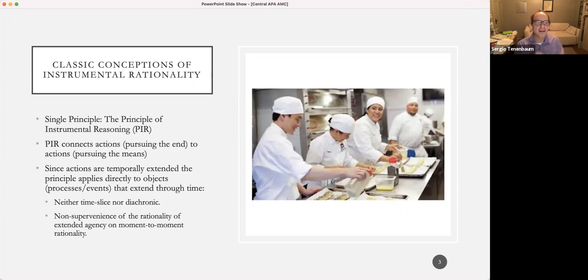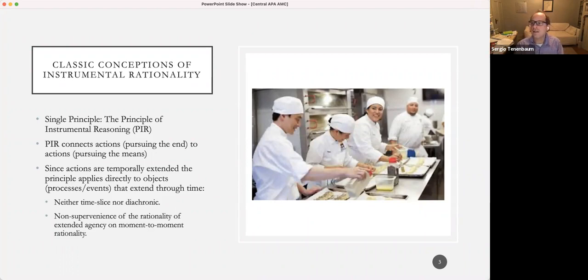First, they generally took there to be basically a single principle of instrumental rationality, the principle of instrumental reasoning, that you must pursue the means to your ends. So it connects actions, which I'm going to describe as intentionally pursuing an end, to other actions, the actions of pursuing these means. And since actions are temporally extended, the principle applies directly to objects that extend through time, to the actions themselves. So it's not a time slice theory, and not a diachronic theory of rationality, because it's not interested in the relation between time slices. What it is interested in is already extended in time.